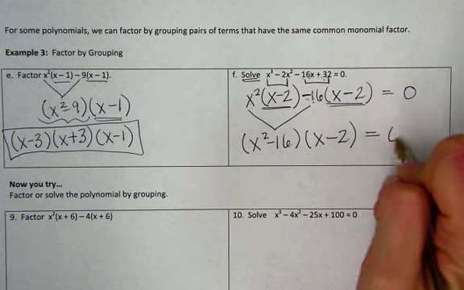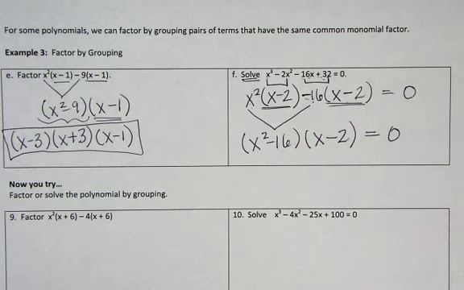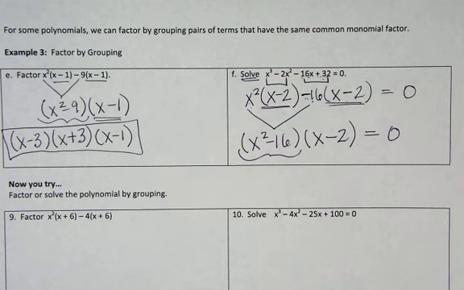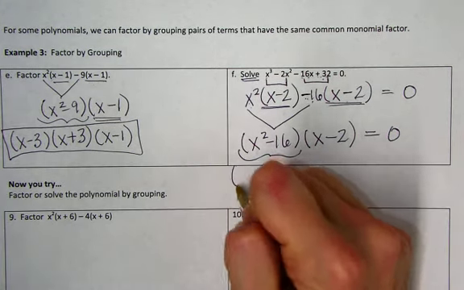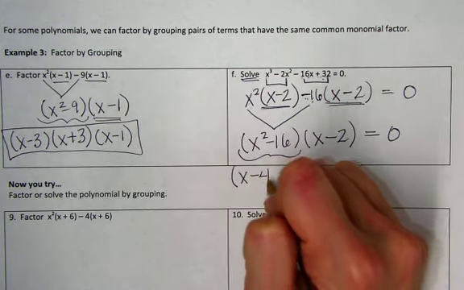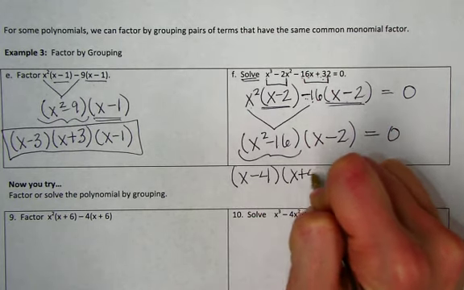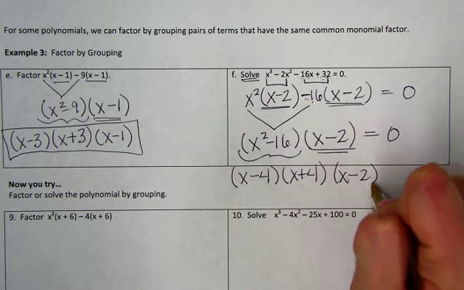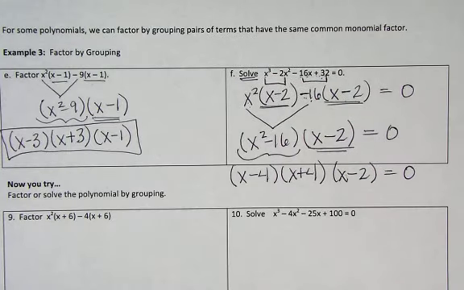Again, I still have the equals 0 at the end, but I'm not completely finished because x squared minus 16 can be broken down one more time. And that happens by taking x minus 4, x plus 4. And obviously x minus 2 can't get any more simplified than that. The last step in letter F is to solve. Solve just means that we find the x values that set each group equal to 0.